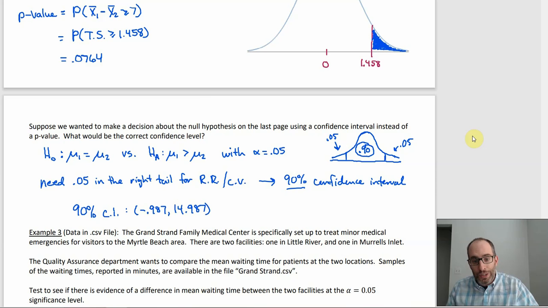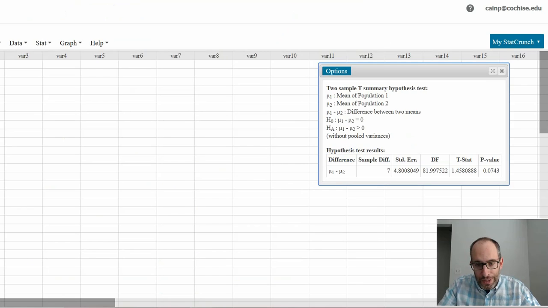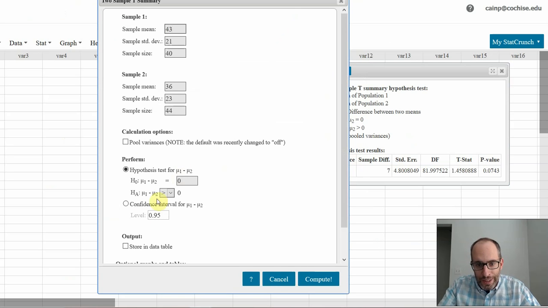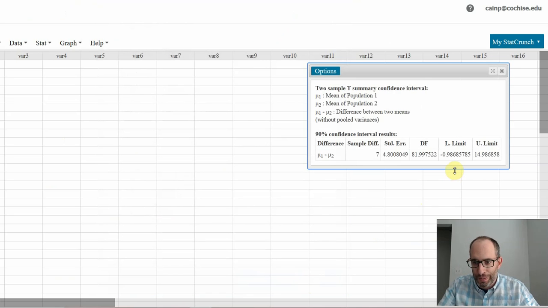14.987, which I guess you could do if you wanted to get it in StatCrunch. Let's see. So the data is already in here. You just have to go to Options, Edit, and say, now I want a confidence interval, but I want a 90% confidence interval. And there it is, right? If you look at those endpoints, it's negative 0.987, positive 14.987.